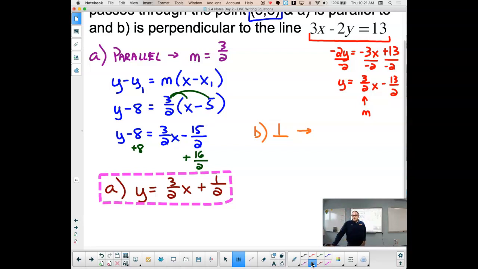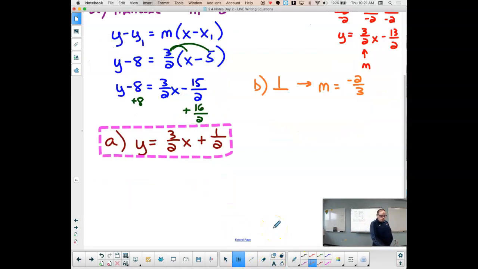Anybody? Perpendicular slope to our red line. What do you got, Gabe? Love it. Yep. Negative 2/3. Opposite and reciprocal. So opposite makes it negative, reciprocal flips it over. Okay? Love it. So now we're going to go through the same process, except the difference is now we're going to use a different slope. Okay?